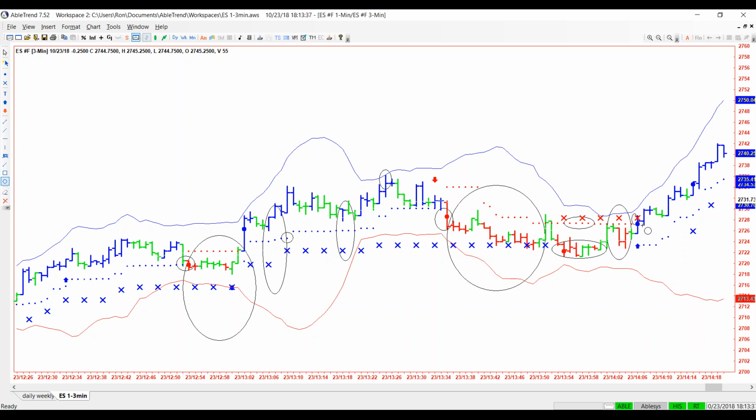We lost 2 points on that trade. A valid trade, red bar, red dot, red X. Started to go down, turned around, went up. We have the blue bar with the blue dot out.